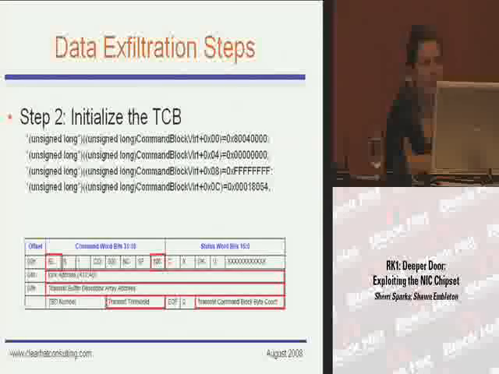The 100 that you see indicates that this is a transmit command block as opposed to some other kind of command block. The link address would normally contain the physical pointer to the next transmit command block in memory. However, in our case, since we are only dealing with one transmit command block, we set this to 0.